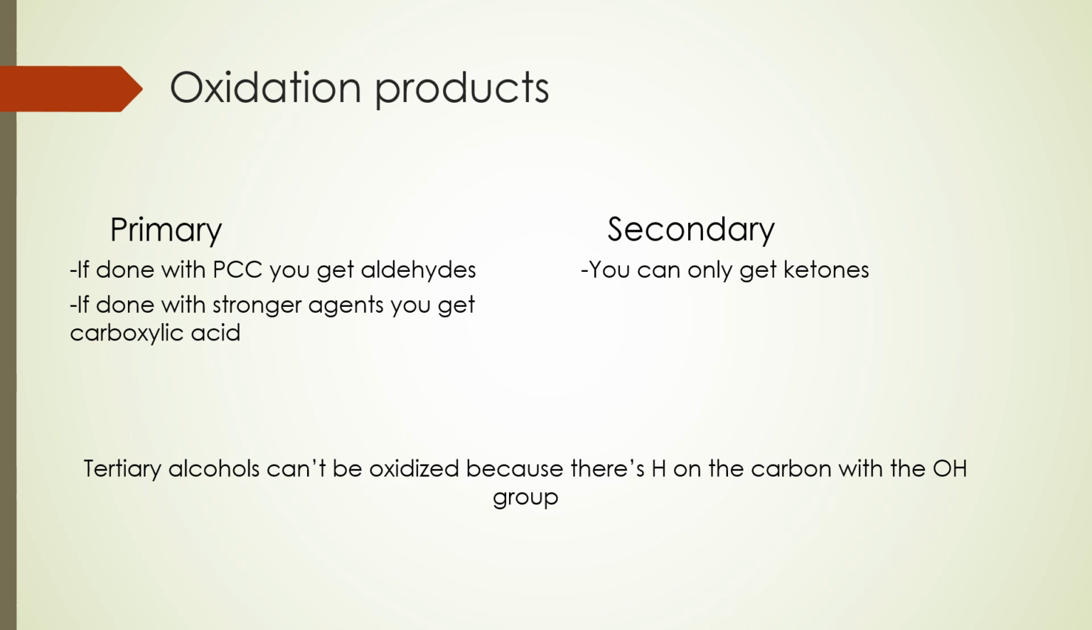Alcohols can be oxidized into a few carbonyl compounds. Primary alcohols will give you aldehydes if you use PCC, the more mild one, or carboxylic acids if you choose stronger agents. Secondary alcohols can only give you ketones, and tertiary alcohols can't be oxidized at all because there's no H on the carbon with the alcohol group.